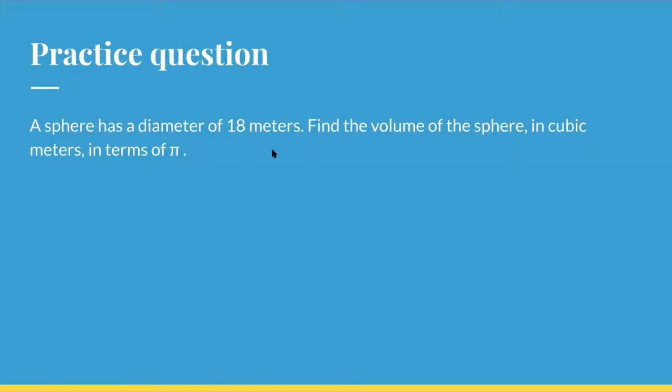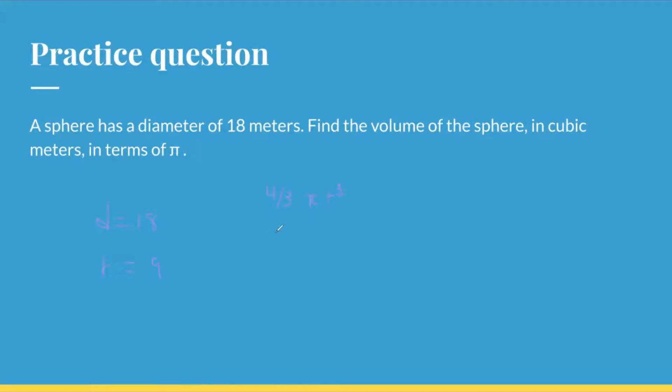So in this case, we're asked, a sphere has a diameter of 18 meters. Find the volume of the sphere in cubic meters in terms of pi. So we know that the diameter equals 18, so we know that r equals 9. And the volume formula is 4 over 3 pi r cubed.